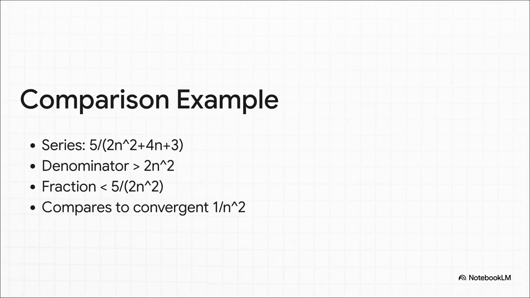Let's actually look at how this plays out in the wild with a quick example. Take the series 5 divided by the quantity 2n squared plus 4n plus 3. I mean, integrating that looks like a total nightmare, right?